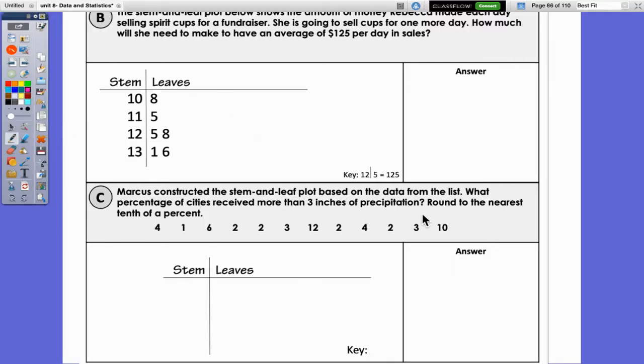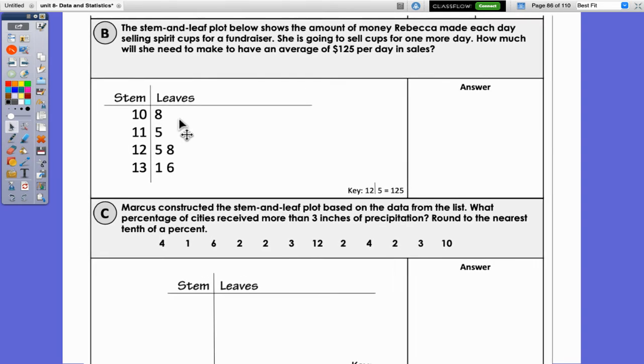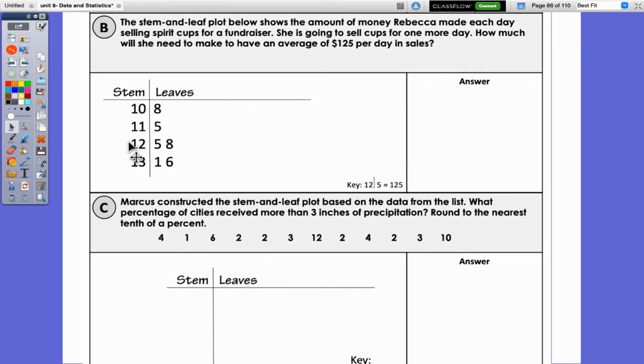The stem and leaf plot below shows the amount of money Rebecca made each day selling spirit cups for a fundraiser. She is going to sell cups for one more day. How much will she need to have an average of $125 in sales? So it's telling us that we need to find average, which is just another word for mean. So first of all, we have to figure out how many cups she has sold. So she has 108, 115, 125, 128, 131, and 136.